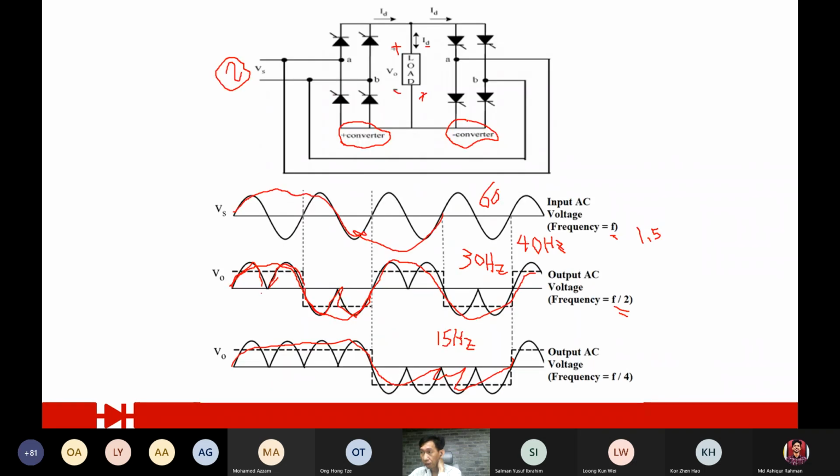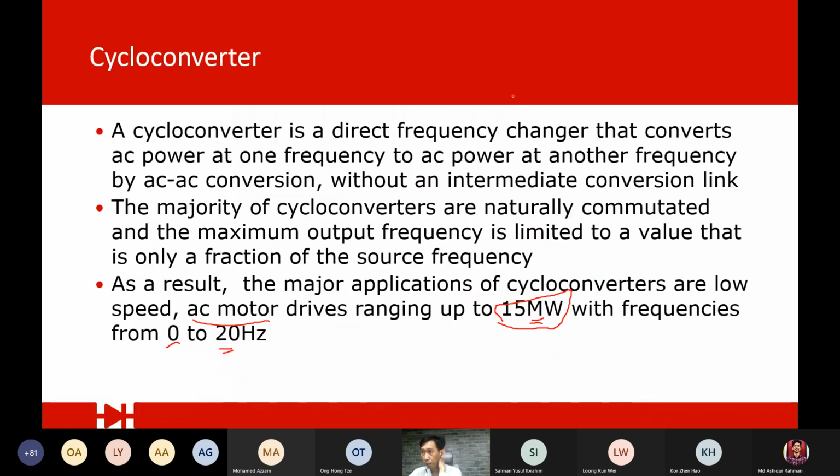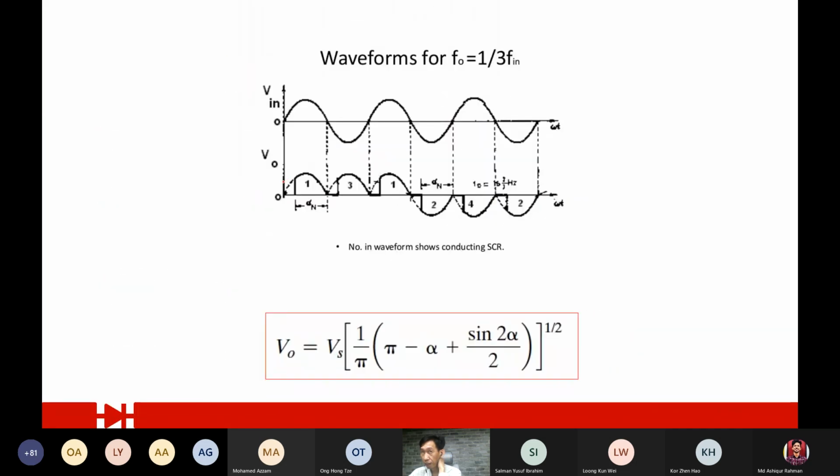Controlling power is done with the firing angle. A firing angle of 0 is fully turned on. But if you increase the firing angle, you will start to chop the wave off. Again, you can see that this is 1/3 of the frequency, divided by 3, and now you no longer get a full wave here. It has been chopped off.